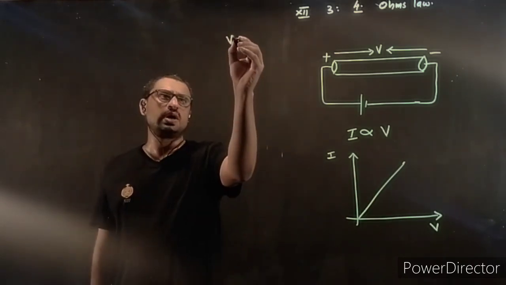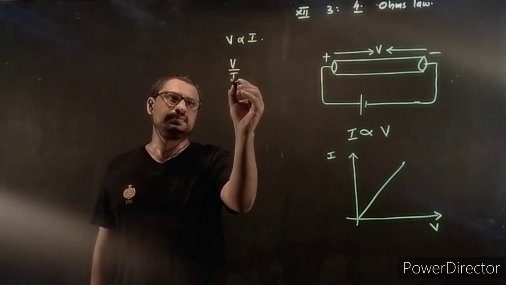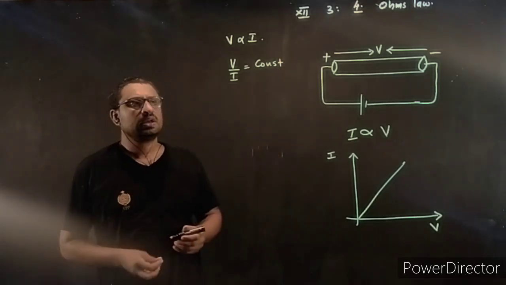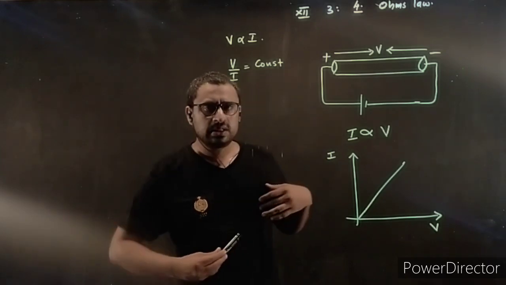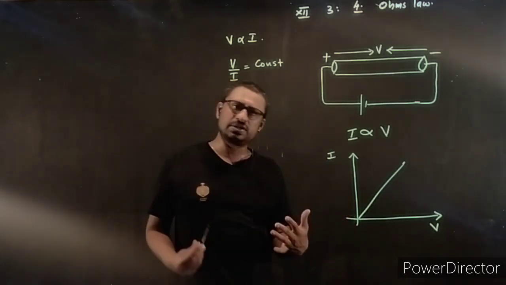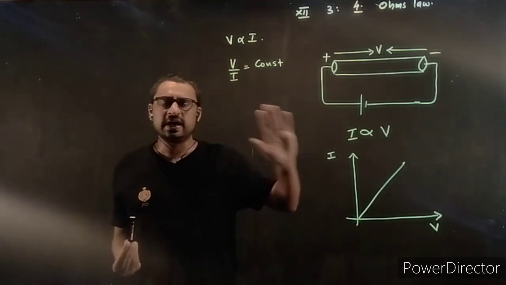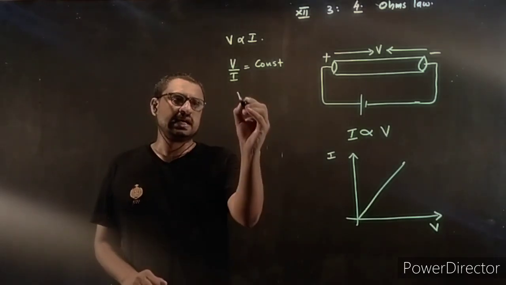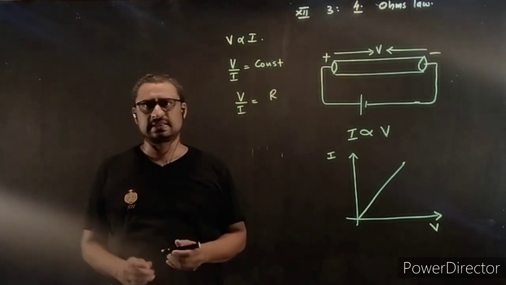So V is proportional to I, and V by I is equal to a constant. For any conductor, V by I is a constant. Means if you make the potential difference double, the current will also be doubled. You make the potential difference triple, the current will also be triple, so that the ratio will be a constant. That V to I ratio is known as the resistance.